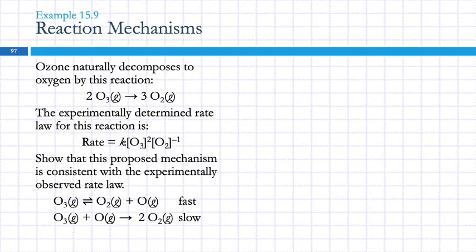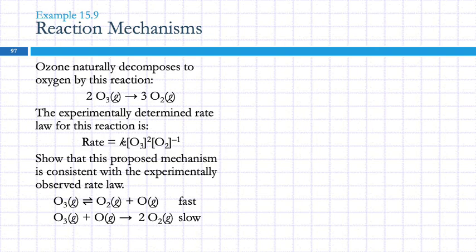Okay. So here is an example problem where we need to do this. Ozone naturally decomposes to oxygen by this reaction, and the experimentally determined rate law for this reaction is given here. Show that this proposed mechanism is consistent with the experimentally observed rate law. So here's our overall reaction. Here's the rate law for that reaction. And here we have a mechanism.